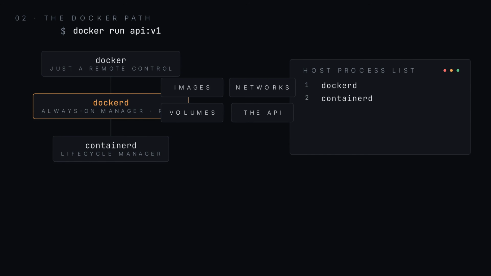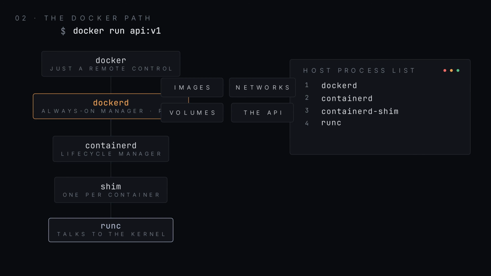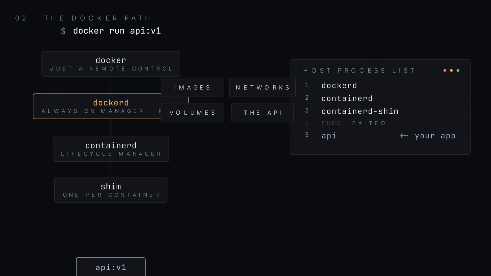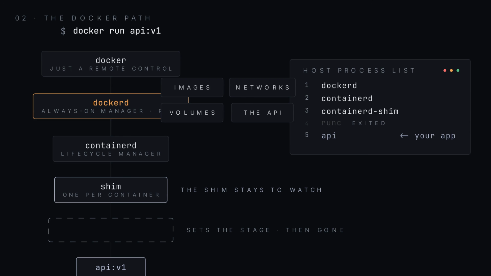containerd's job is managing each container's lifecycle: start it, stop it, watch it. containerd then launches a small helper program called a shim, one per container, and the shim starts the program that actually talks to the Linux kernel, called runc. runc reads a configuration file, creates the namespaces and cgroups we just described, mounts the file system, starts your application, and then immediately exits. That exit matters. runc only sets the stage. It is never part of your running container. Once your application starts, the shim stays behind to watch it while runc disappears. So one Docker run command actually relays through five separate programs before your application ever begins running.